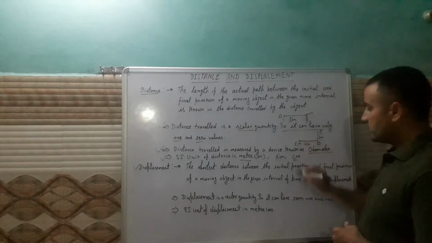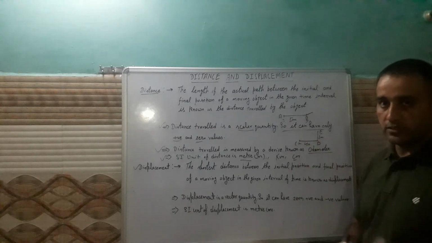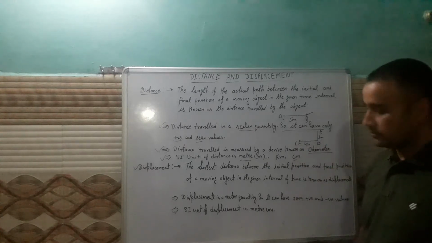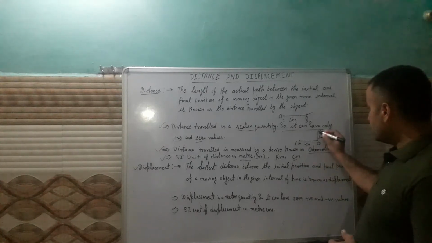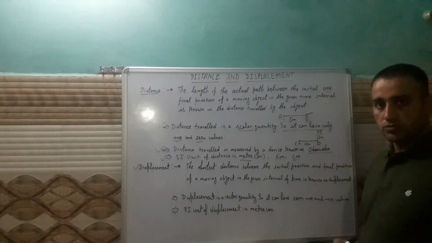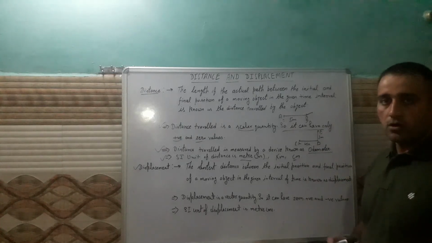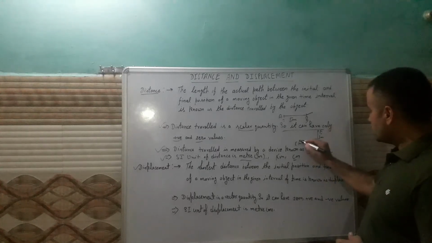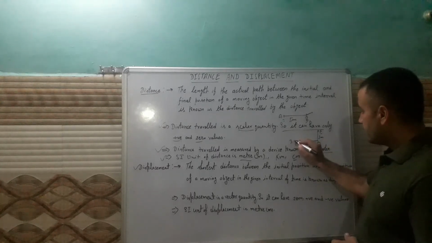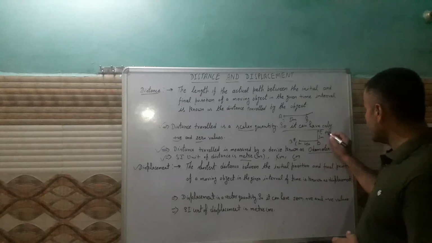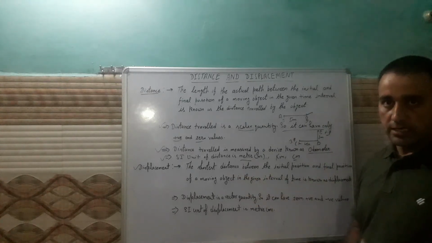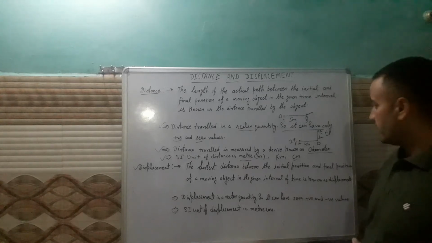The point C is known as the initial position from where the object will start. That point is known as the initial point, or you can say initial position. And what about E? E is the final position of the object at which the object will stop its motion. So this is the initial position and this is the final position. Now as the definition of the displacement is, it is the shortest distance between initial and final position.